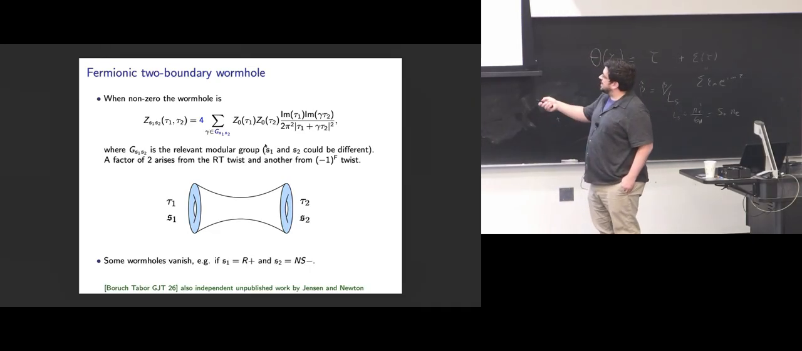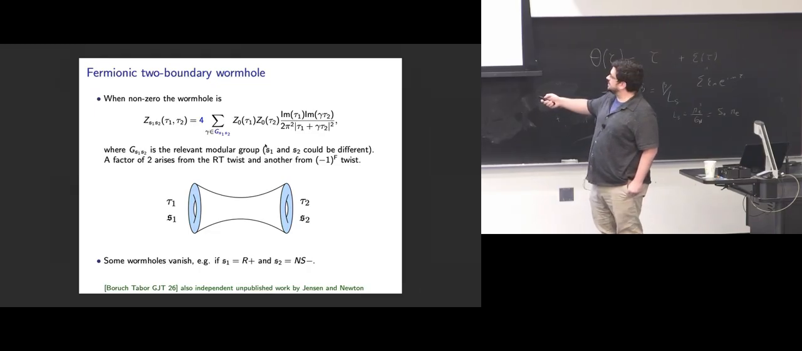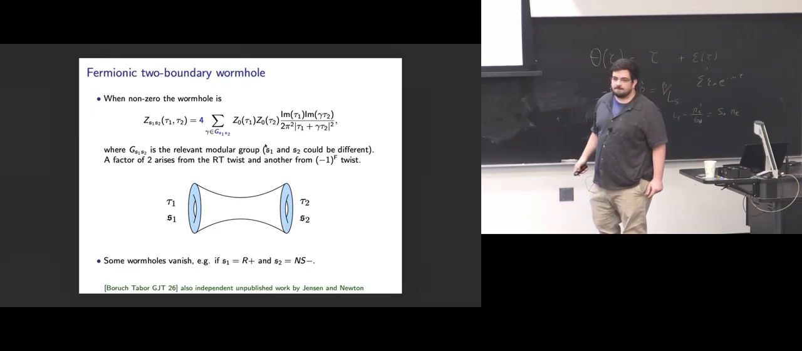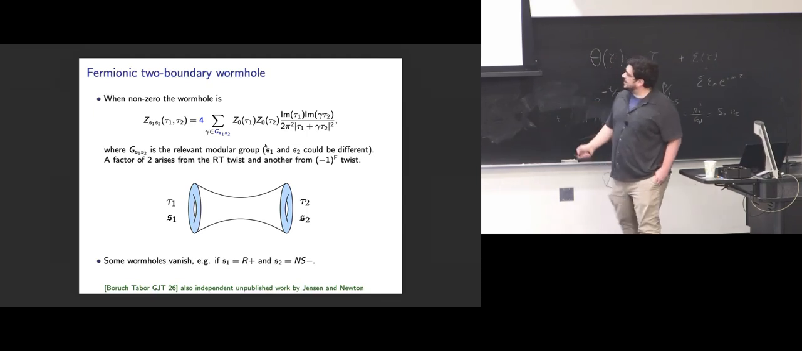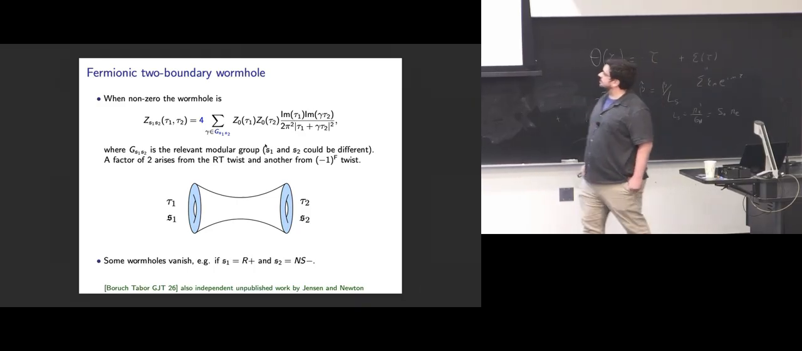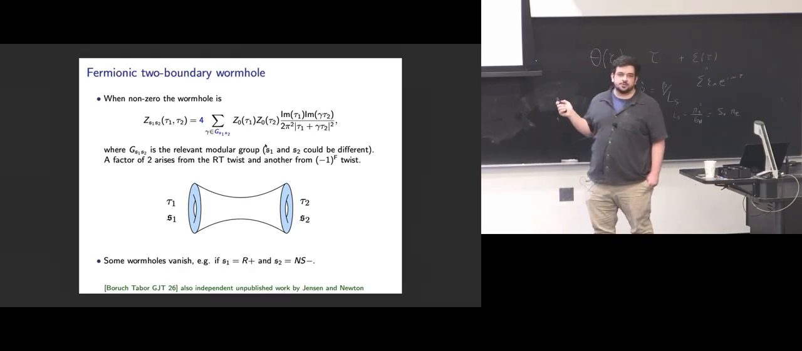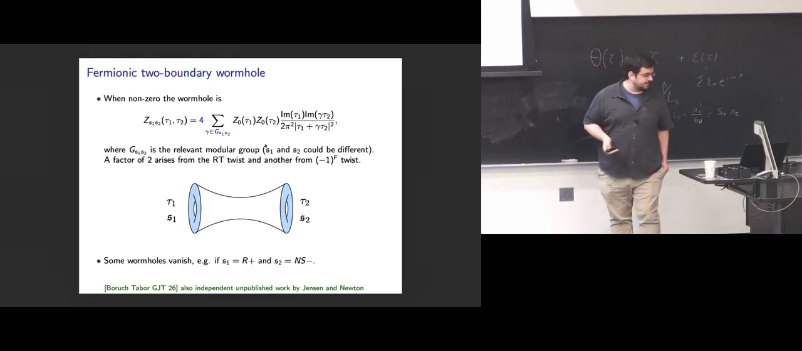And also another difference is that some wormholes vanish. For example, if one boundary is R plus and the other one is NS minus, then this vanishes because if R plus has periodic boundary conditions on both circles, there is no way to smoothly interpolate it to another one where one circle is anti-periodic. So some wormholes vanish, and the ones that don't vanish are given by this formula. And this was also studied independently by Jensen and Newton. I think their motivation was not the same as ours. It was to do supergravity, but they had similar results.